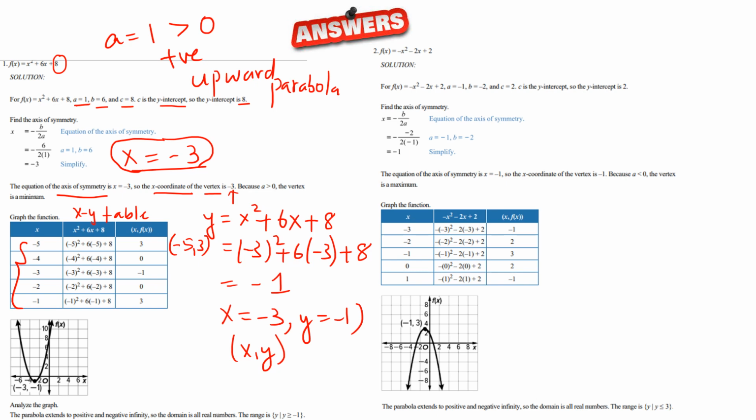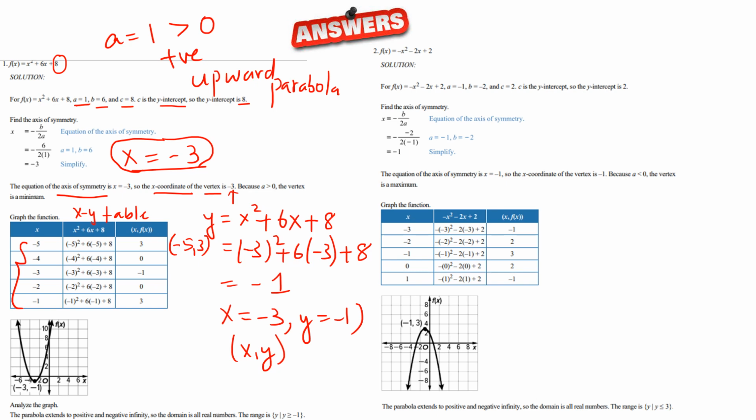Now look at the range. Range is only from this point. This is the minimum value. So on the y-axis, the minimum value that is being taken by this graph is -1. So from -1 to plus infinity, it is going to take all the values. So the range will be the set of all y such that y is greater than or equal to -1. It can take 0, 2, 4, 6, 8 as y values, but it cannot take lesser than -1. Okay, so this is how the graph looks.